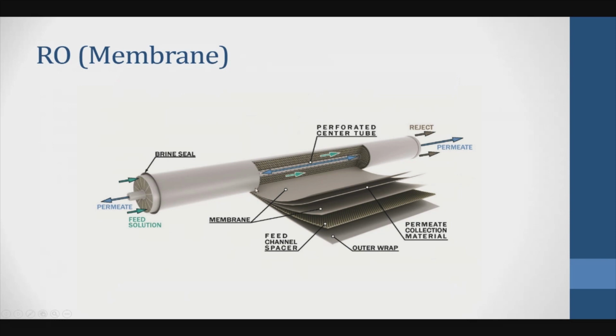Now we're seeing here a little brine seal. Let's assume that we're feeding the raw water here. The water is going to go inside the membranes. The good water is going to be collected inside the perforated center tube. And the bad water, the concentrated water, is going to come from here, these brown arrows, the reject. So the brown is going to try to come back here until it reaches the brine seal. The brine seal would seal it and will not allow the reject water to go back to the feed water side.